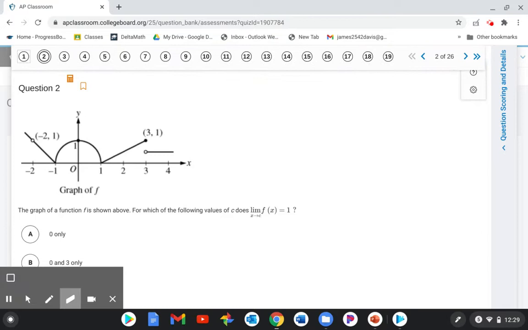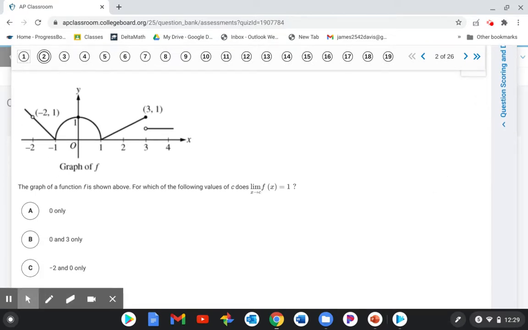All right, number 2. Let's go ahead and look at that one. Graph of the function is shown above. For which of the following values of c, so c is an x, which x values does the limit equal 1? So basically, where is y equal to 1? Or at least the limit 1. Okay. So if we just work our way from left to right, y value of 1 is right here. So what you could even do is just draw a little line across here, so you can at least see all the places that it hits. You can even do a solid line.